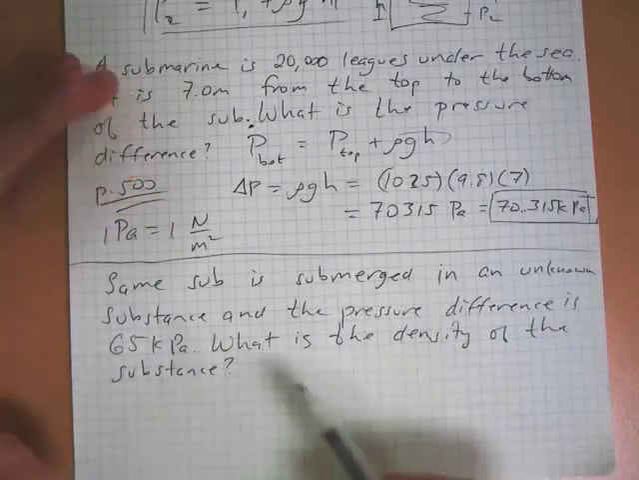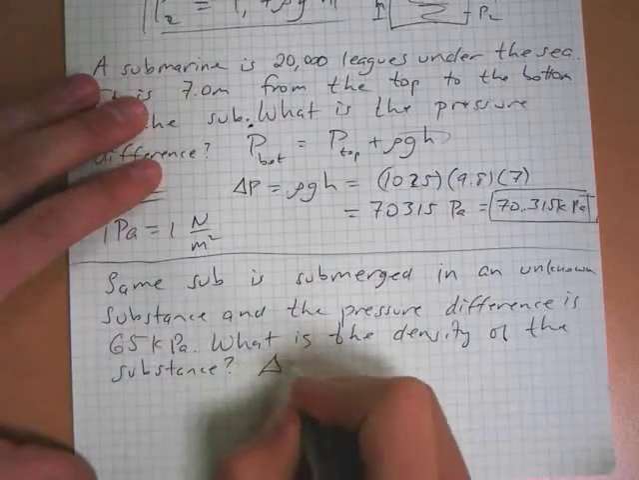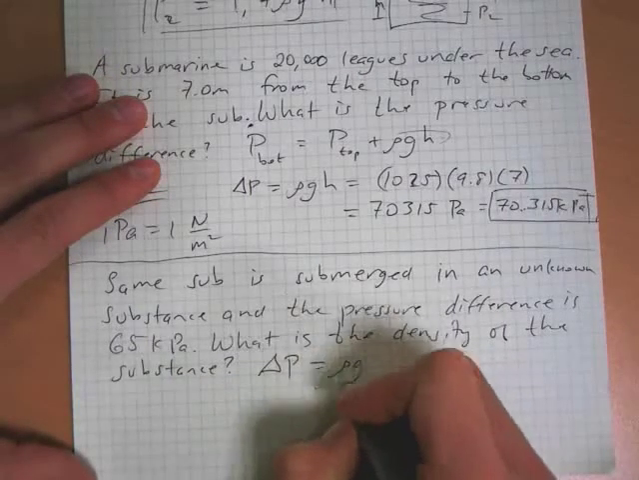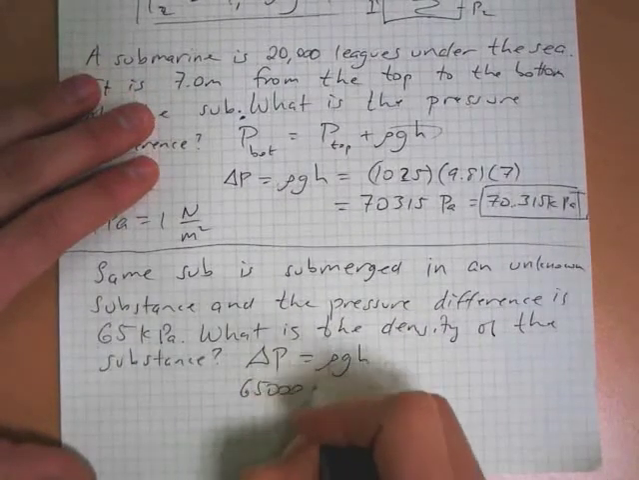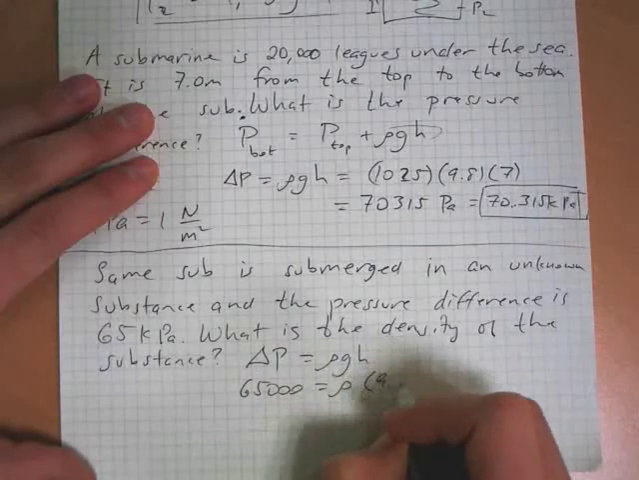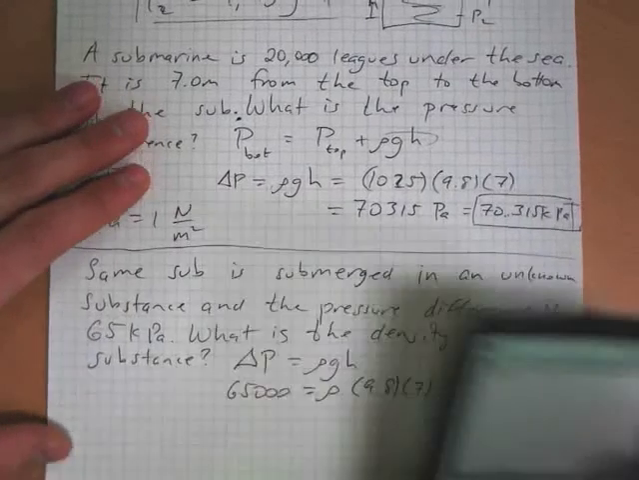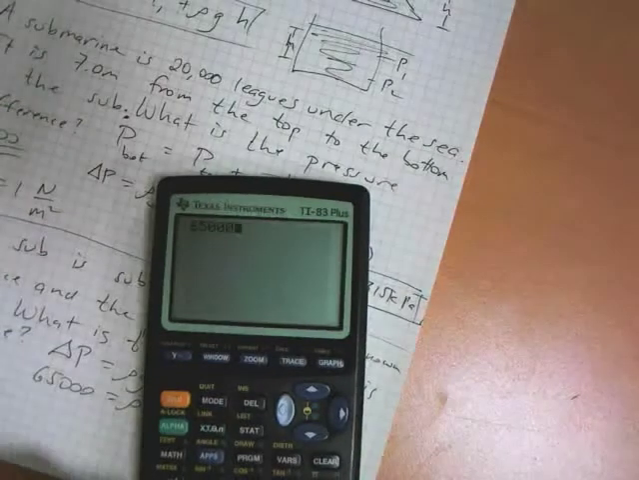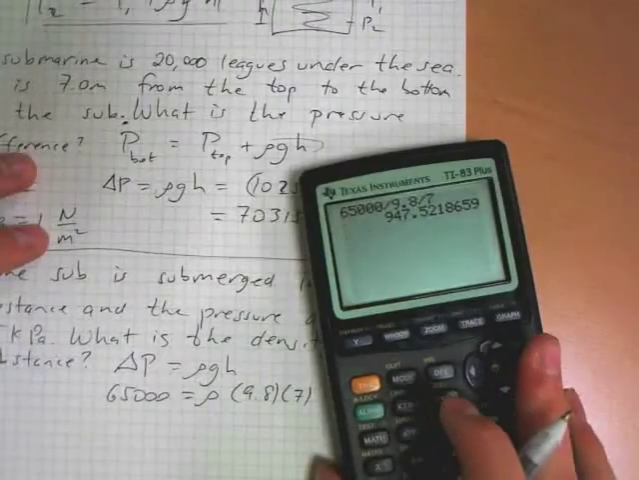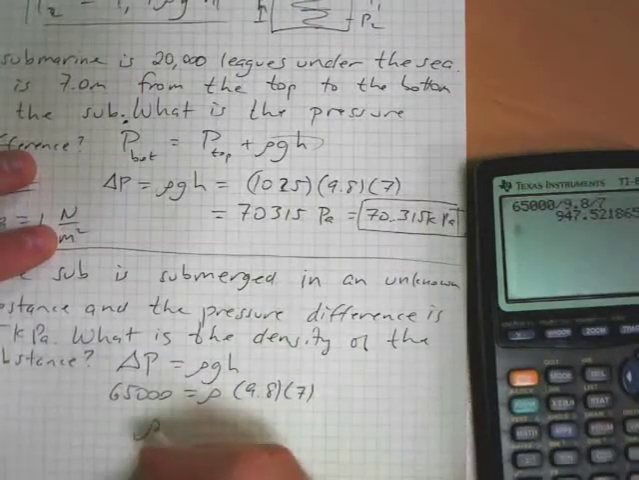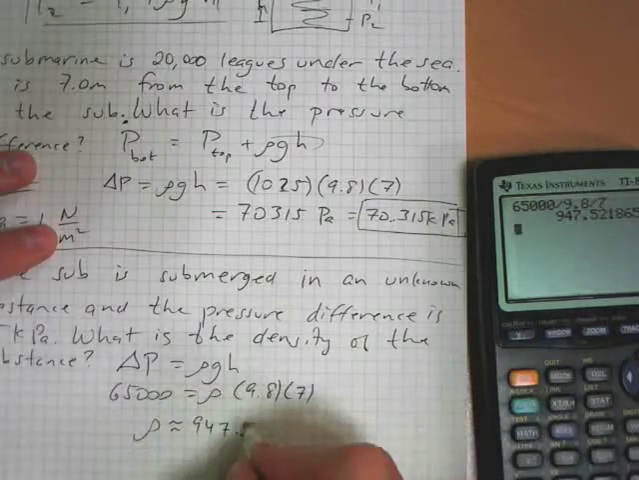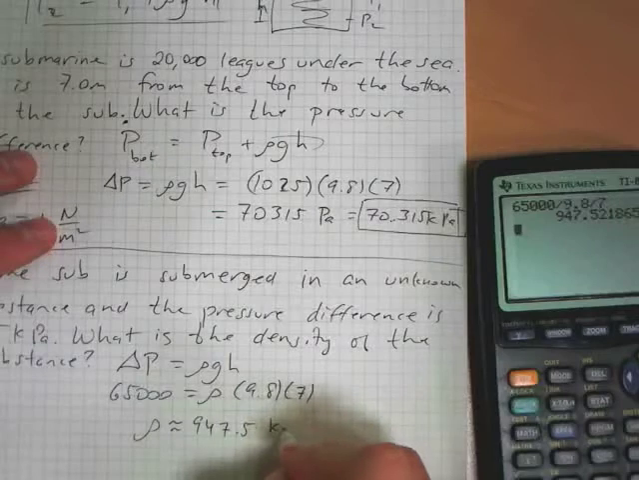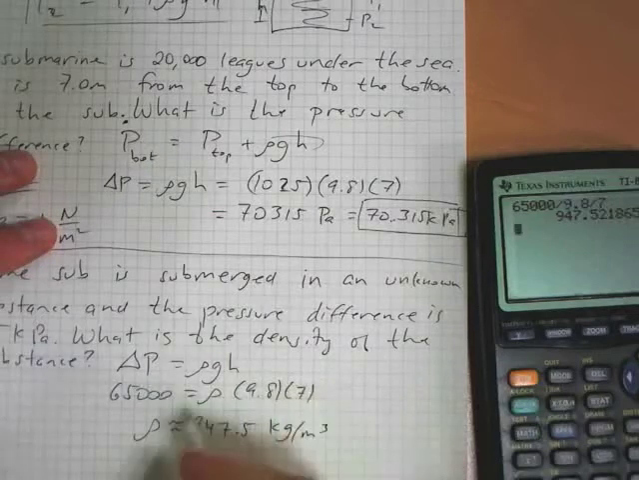Well, again, we can use that our change in pressure is rho g h, and therefore we can say 65,000 equals our unknown rho times 9.8 times 7, and punch that in. 65,000 divided by 9.8 divided by 7 comes out to 947.5. So rho is about equal to 947.5. And rho is mass per volume, so that's kilograms per meter cubed.